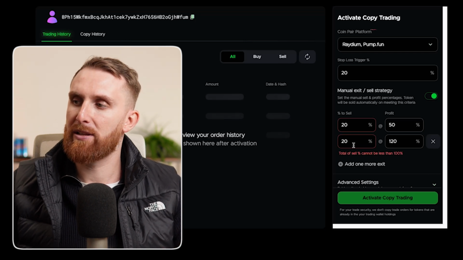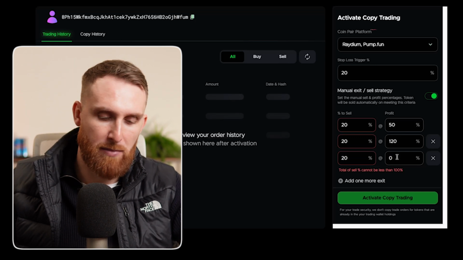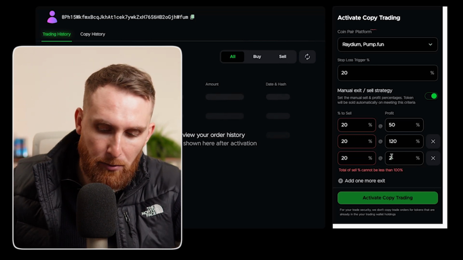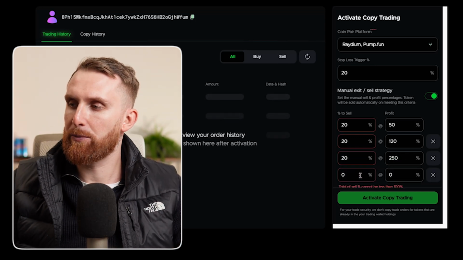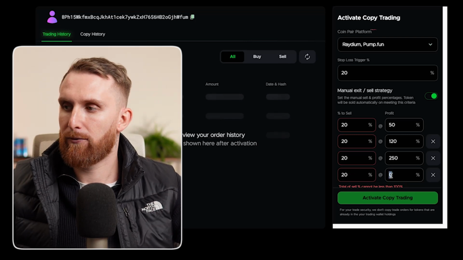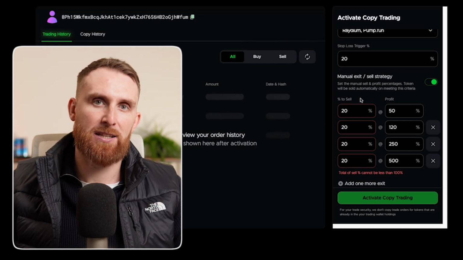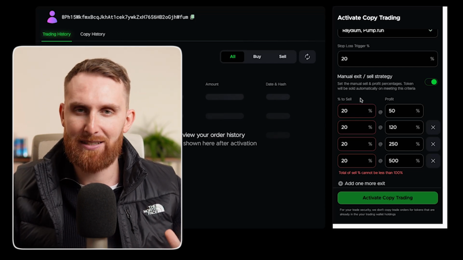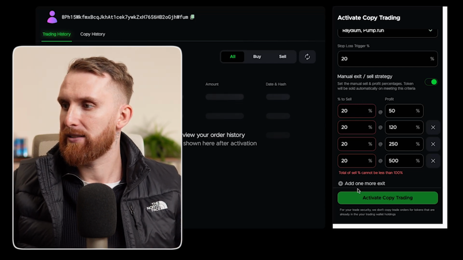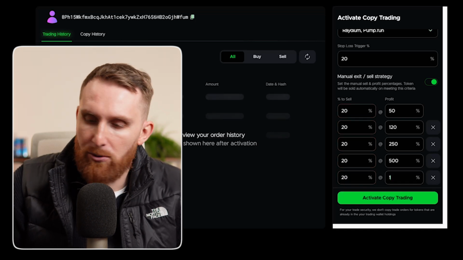And now let's go a bit higher risk. Again, 20%, but this time we made 250%. Okay. And we have 40%. So again, 20%, and I would go maybe even 400, maybe let's go 500. And we have the last 20%, which I call the moon bag. Basically, you're hoping for the best. So let's add one more, 20%. So let's go, for example, 1000%.